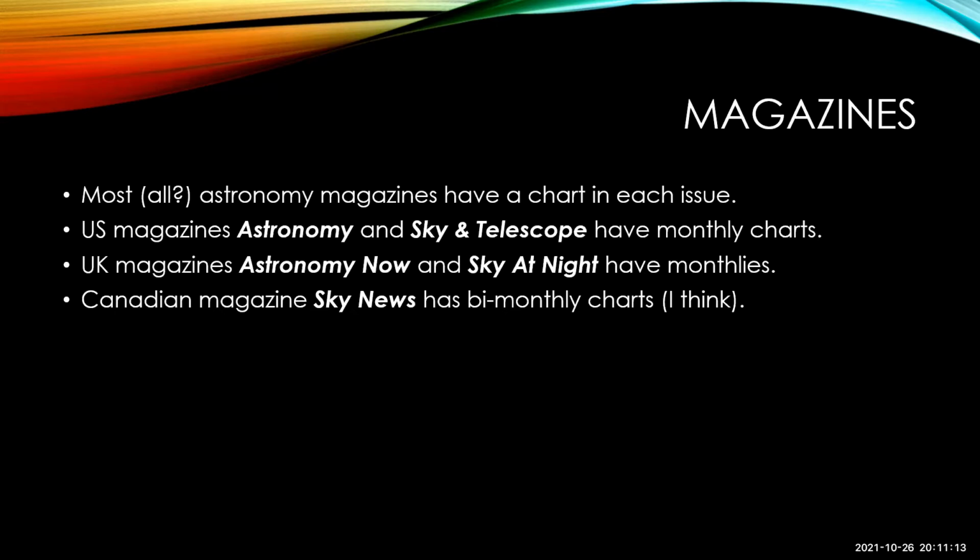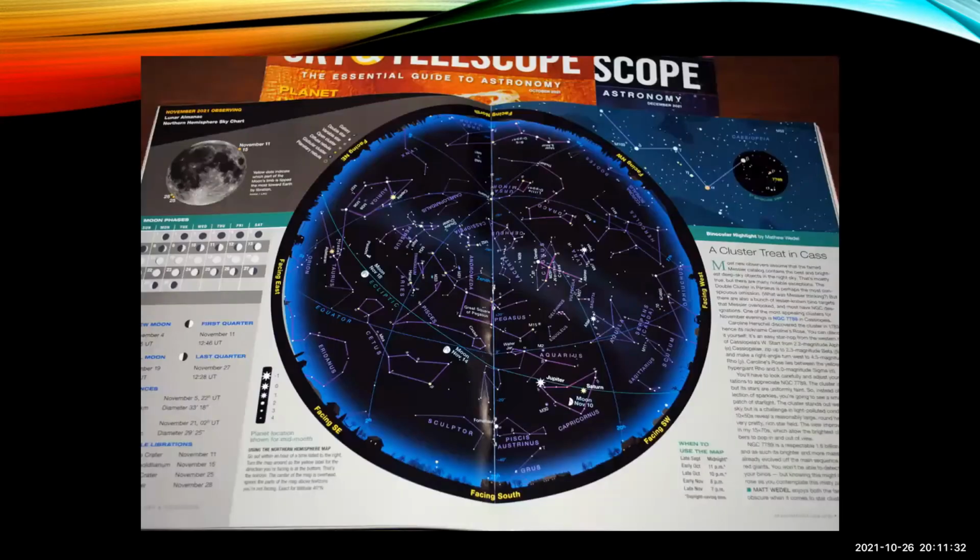The Canadian magazine Sky News is bi-monthly, so I'm guessing the charts in those are accurate for every 2 months. I don't know that. I have looked at Sky News, but it's been some years. So there are plenty of magazines to check out at your local bookstore. This is a photo that I took of the November issue of Sky and Telescope, arrived the other day. So this will give you an idea of what one of these center charts looks like in a magazine.